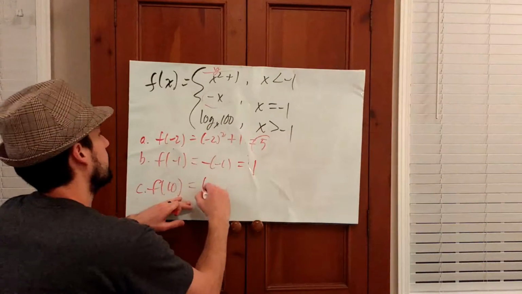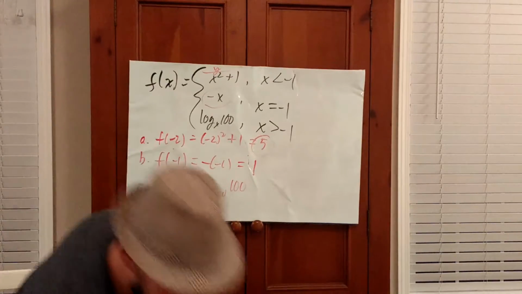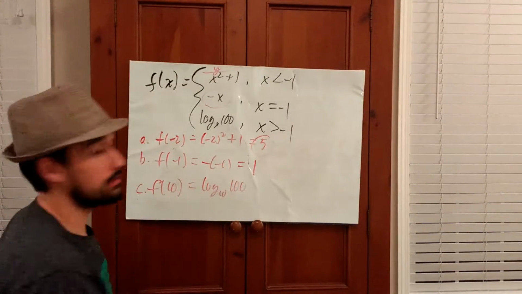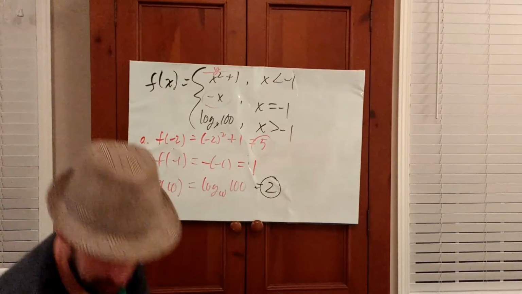So I'm going to be finding the log base 10 of 100. Remember, the answer to the log is the exponent. 10 to what exponent is 100? Well, that is going to be, of course, 2. Nice. Okay.